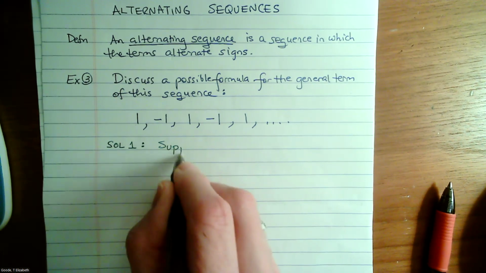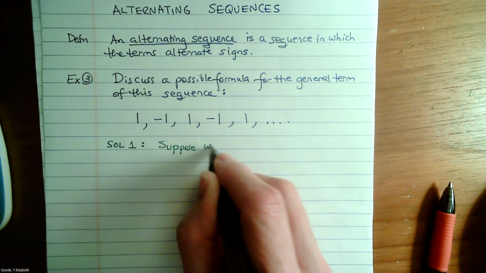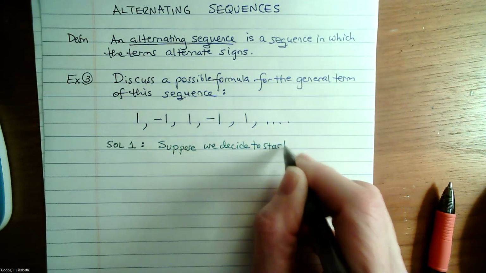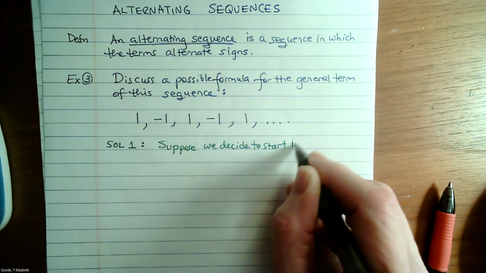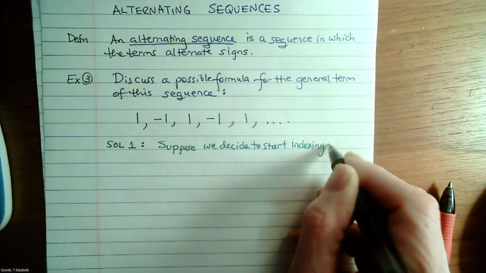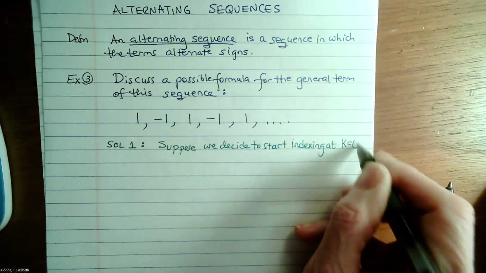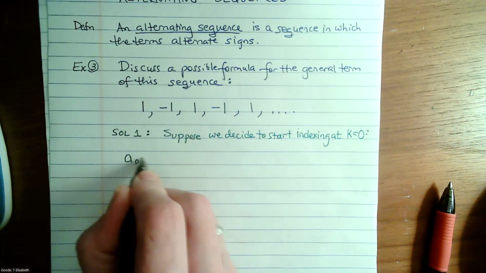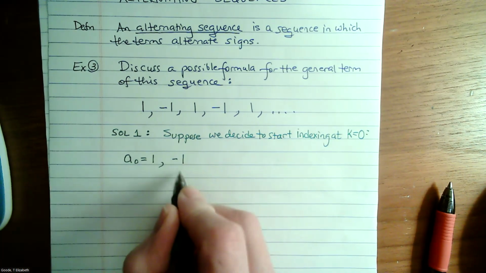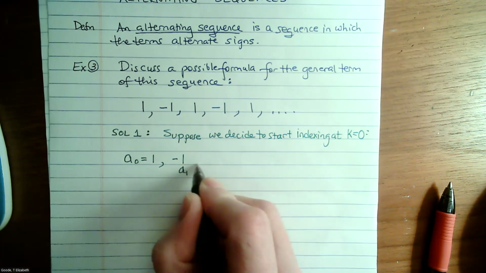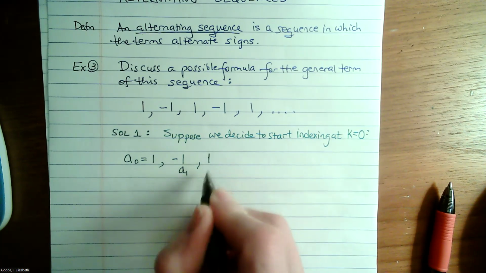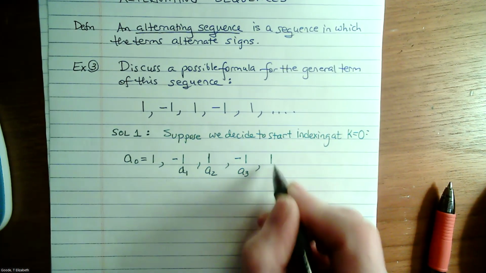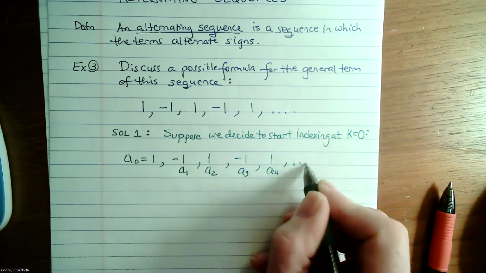So let's suppose we decide to start the indexing at k equals 0. In other words, this sequence looks like a naught is 1, and then -1 is what we would call a 1. +1 is a 2. -1 is a 3. +1 is a 4, and so on and so forth.